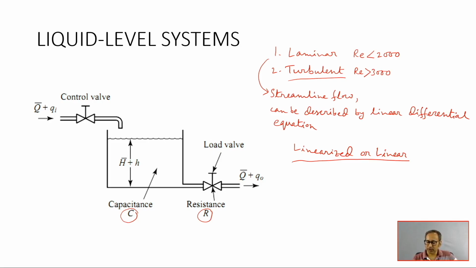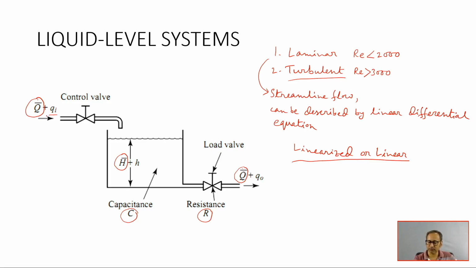Now, in this system you can notice there is Q bar. Q bar is the steady state flow, and Qi is the small variation over this steady state flow. This variation should be very small. Similarly, Q is the output. In the steady state condition with no variation, the input Q will be the same as the output Q, so H will remain fixed. These H bar and Q bar are not changing with time, so they are steady state values.